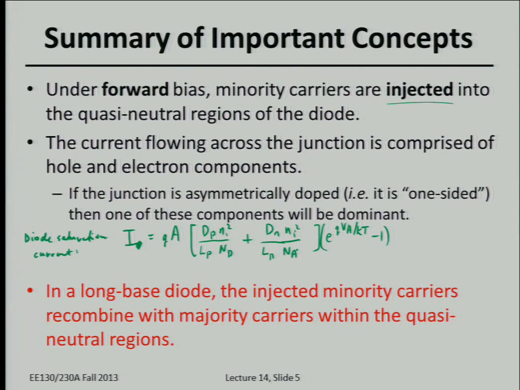Okay? All right, and then remember that if we have short quasi-neutral regions, then we have to replace one or both of these terms with the width of the quasi-neutral region rather than the diffusion length. Okay?